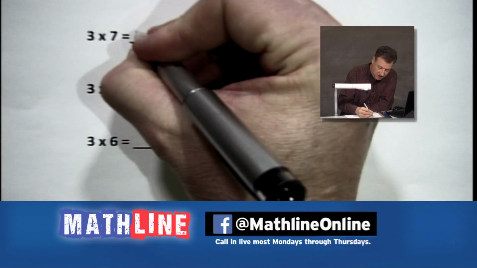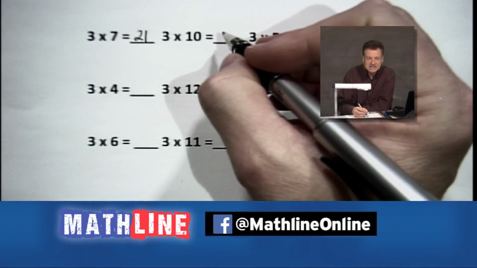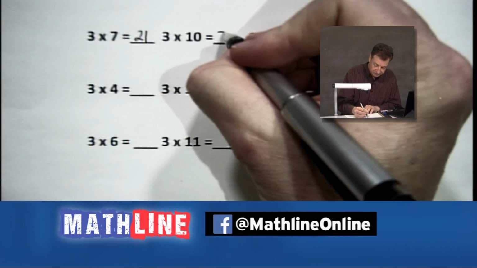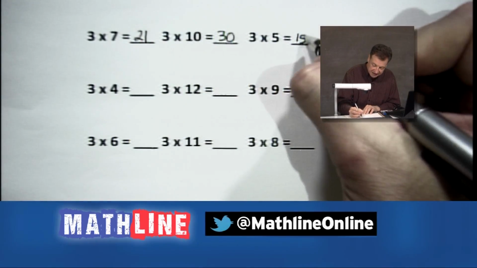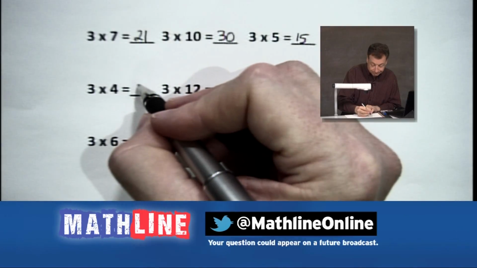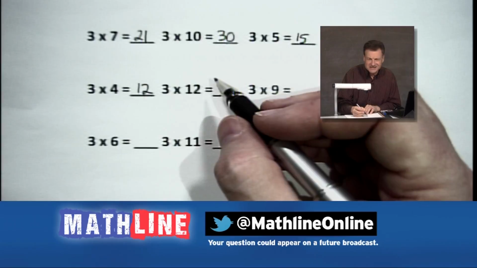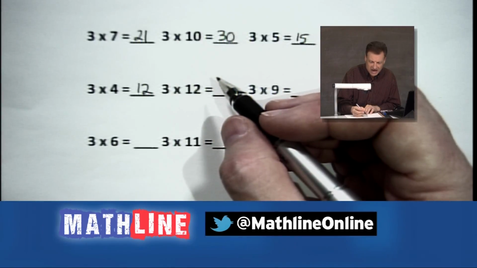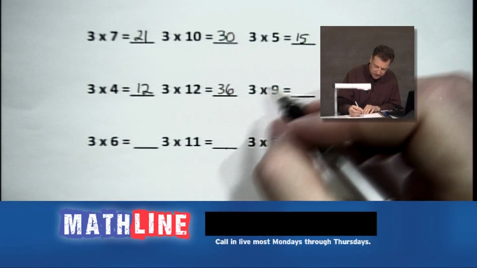3 times 7, let's go for it. 21, folks, there you go. Check along with me. 3 times 10, 30. That one's easy also, isn't it? 3 times 5, most of you know those 5s, 15. 3 times 4, 12. 3 times 12, a little bit up there, but hey, that's like 3 feet, right? 12 inches in a foot, that's 36. Anything that'll help you remember.